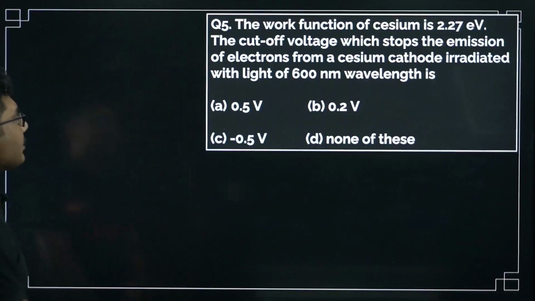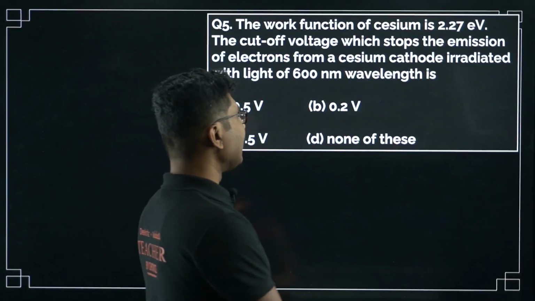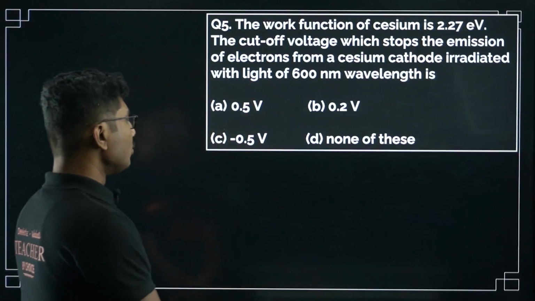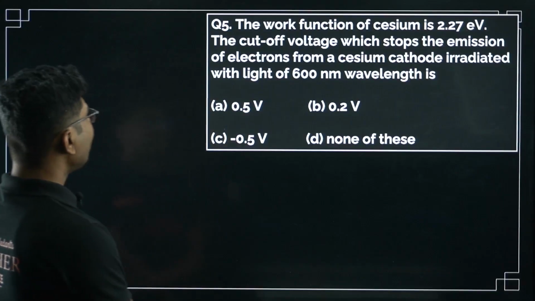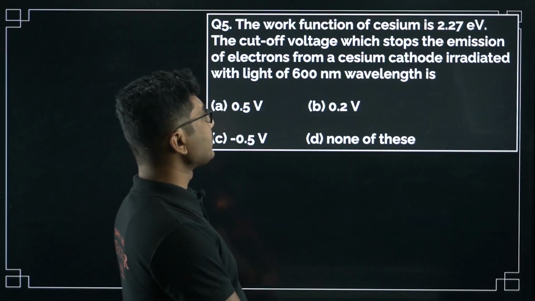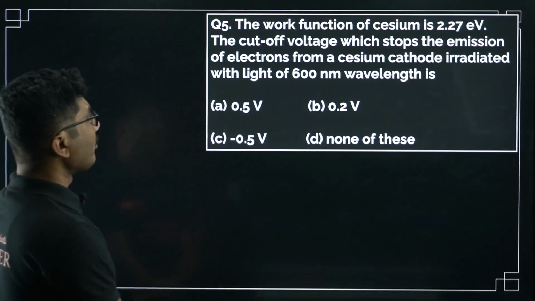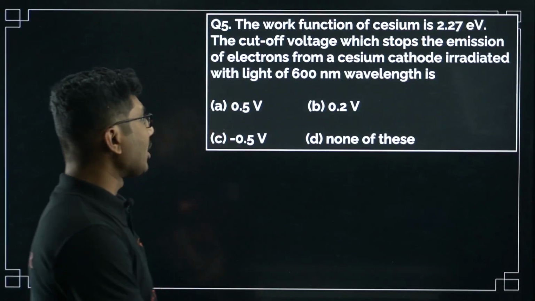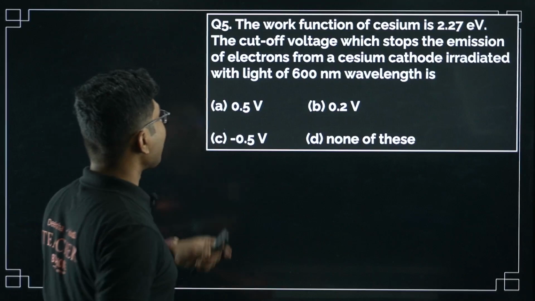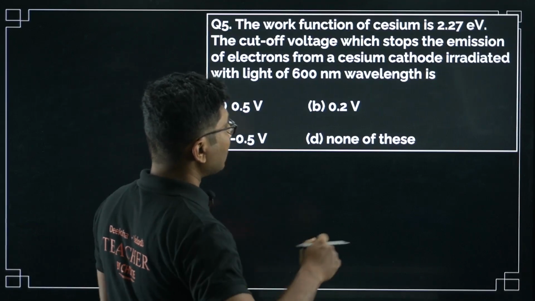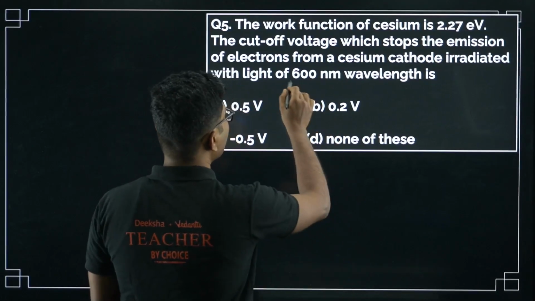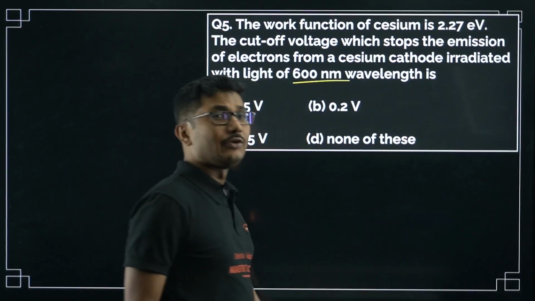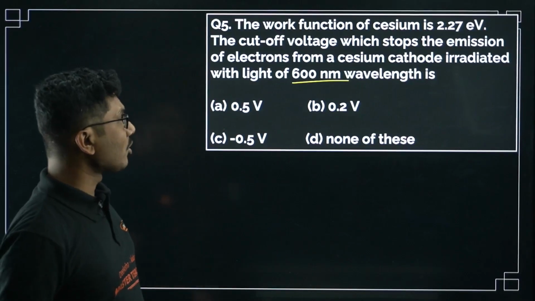Okay, next question. The work function of cesium is 2.27 electron volt. The cutoff voltage which stops the emission of electrons from a cesium cathode irradiated with light of 600 nanometer wavelength is? So you have to find the cutoff voltage, or the stopping potential. First of all, you have to convert this wavelength into energy in electron volt, then you can calculate the stopping potential.